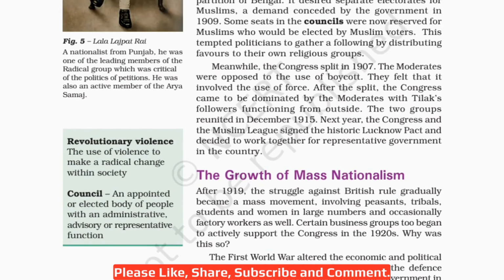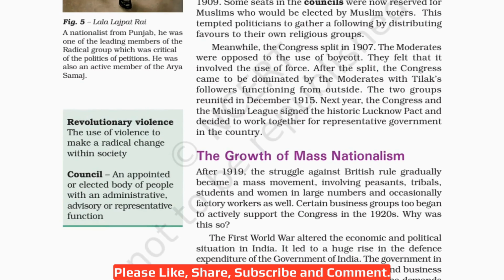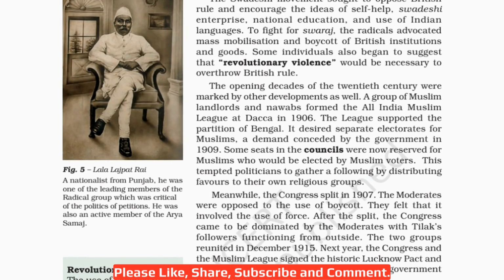Okay. And what do you mean by council? Means an appointed or elected body of people with an administrative, advisory, or representative function. So they demanded separate electorates for Muslims. Okay. Now, what do you mean by separate electorates? Means electors who vote for their own community representatives. Okay. So this happened during that time.